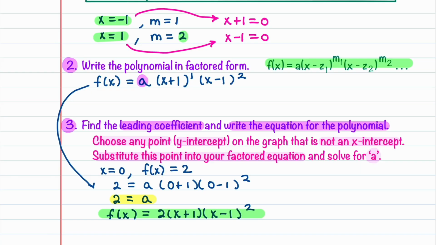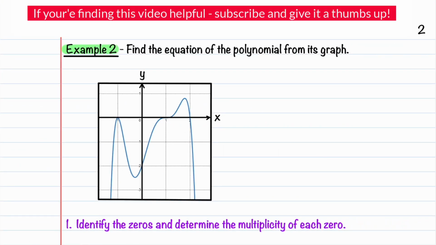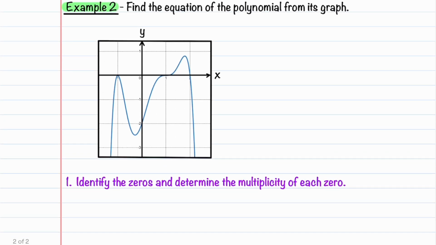Let's look at another example that's a little bit more complicated. In this example, we are again going to find the equation of the polynomial from its graph. You can see that this graph is a little bit more complicated than the graph we had for our first example. We're going to go through the same steps as we did for example 1.